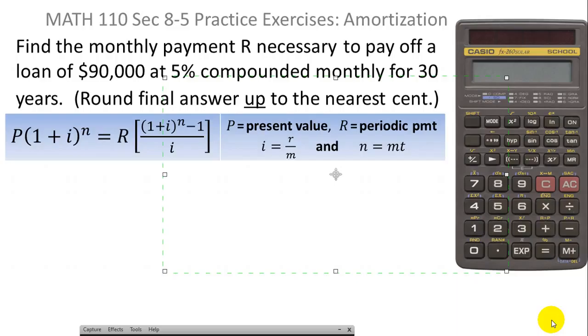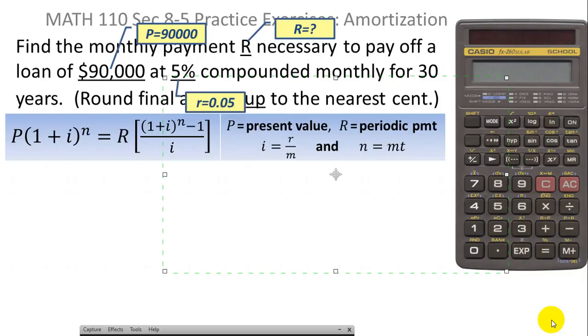So let's get started. We first need to identify everything. First of all, they're asking us to find the monthly payment capital R, so that will be what we're looking for. So we'll be solving for capital R. They tell us that the loan is $90,000. $90,000 then is the present value. It's what you're borrowing right now. You'll owe more in the future, but right now the present value is $90,000.